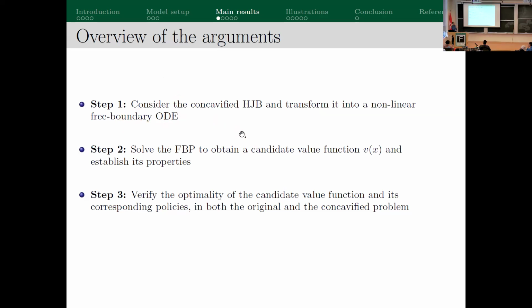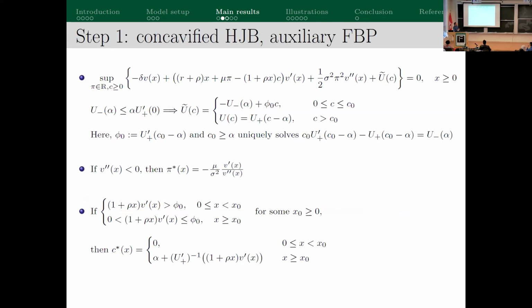I start from looking at the HJB equation for the concavified version of the problem, the last problem I showed you. I'm going to solve it and get a candidate value function. And then at step 3, I'm just going to go back and check that it is actually verified to be the optimal solution for both the original and concavified problems. Okay. So it's going to be just a few slides.